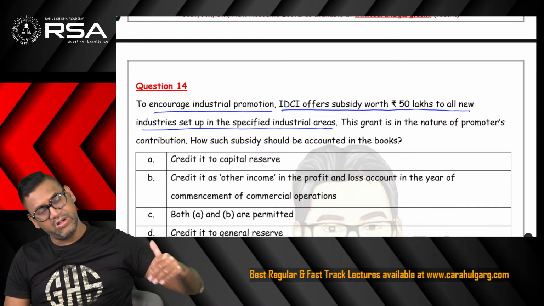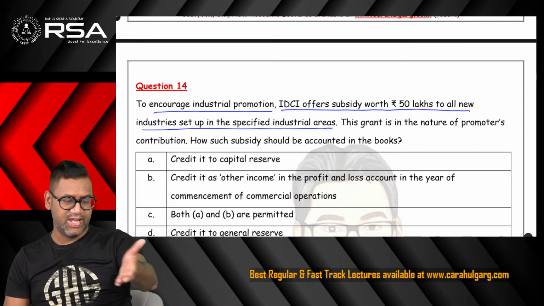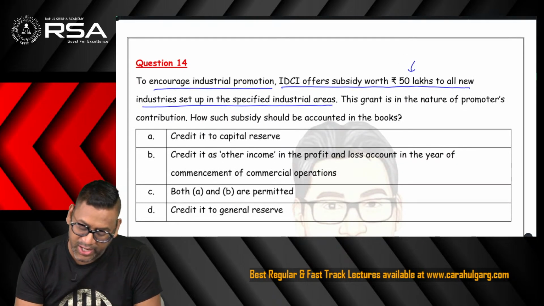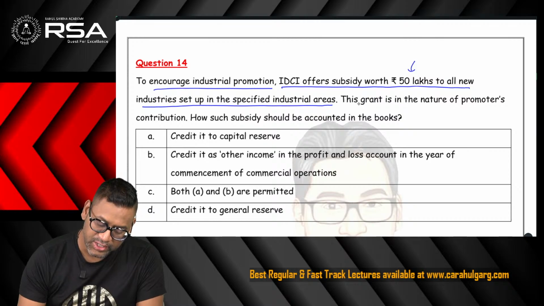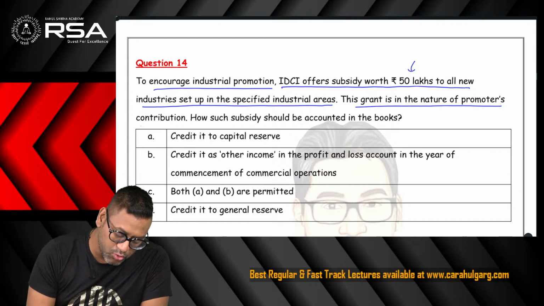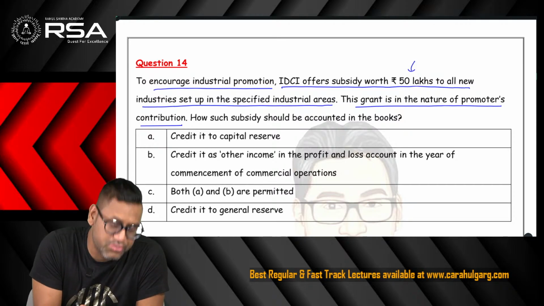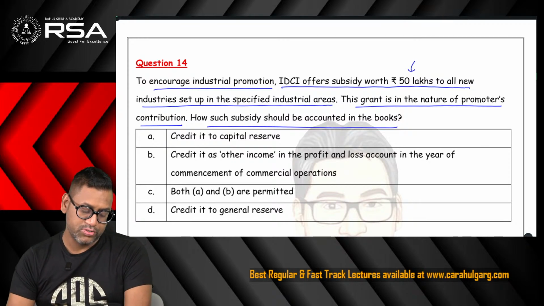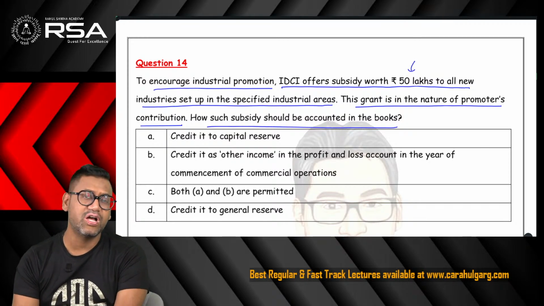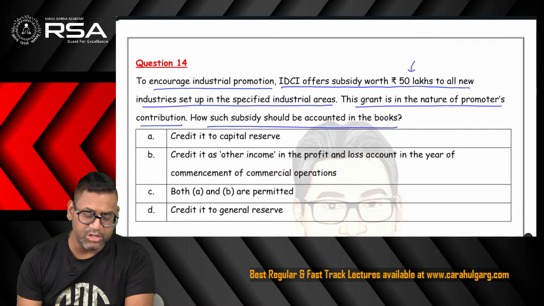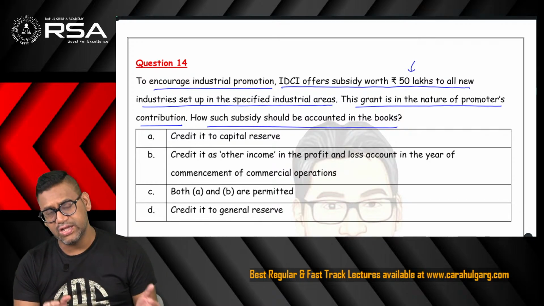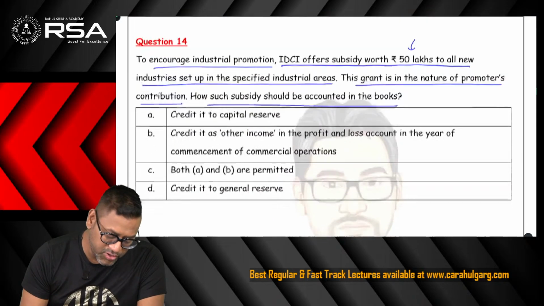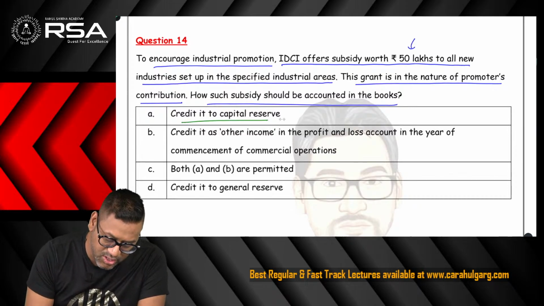So to promote a certain region, the government may say that you come and please have your industry over here, I will give you an incentive. In this case, the subsidy of rupees 50 lakh is being given. It says this grant is in the nature of promoter's contribution. Obviously, we know that the question need not tell us this. It asks how such subsidy should be accounted in books, meaning it wants to ask the accounting treatment. So what's the accounting treatment specifically given in AS number 12? Such grants which are in the nature of promoter's contribution have to be taken to the capital reserve. So the first option, credited to capital reserve, is the correct option.